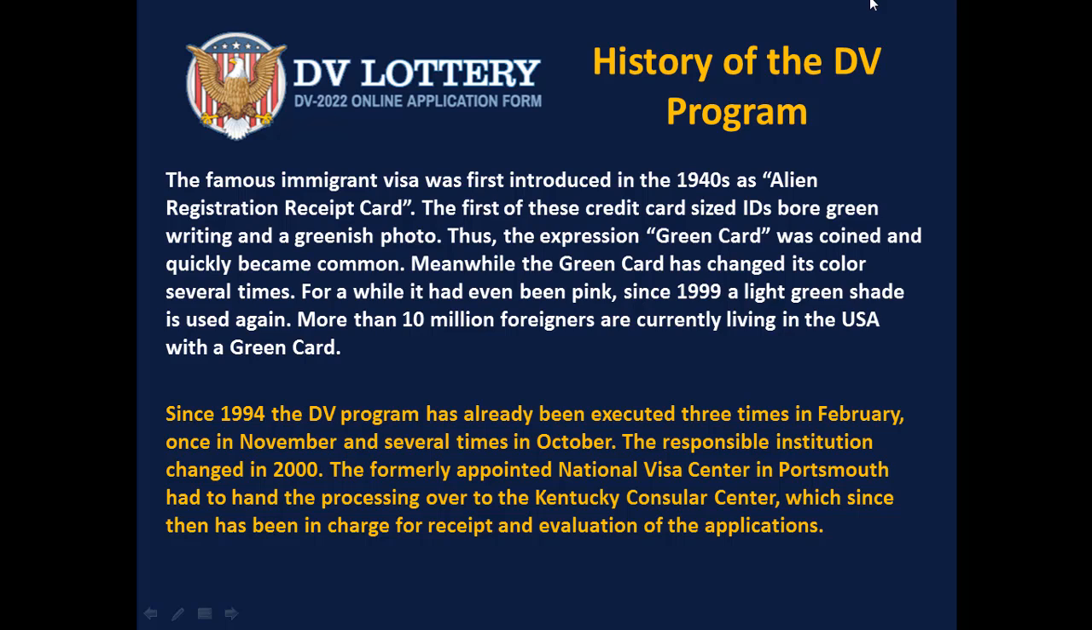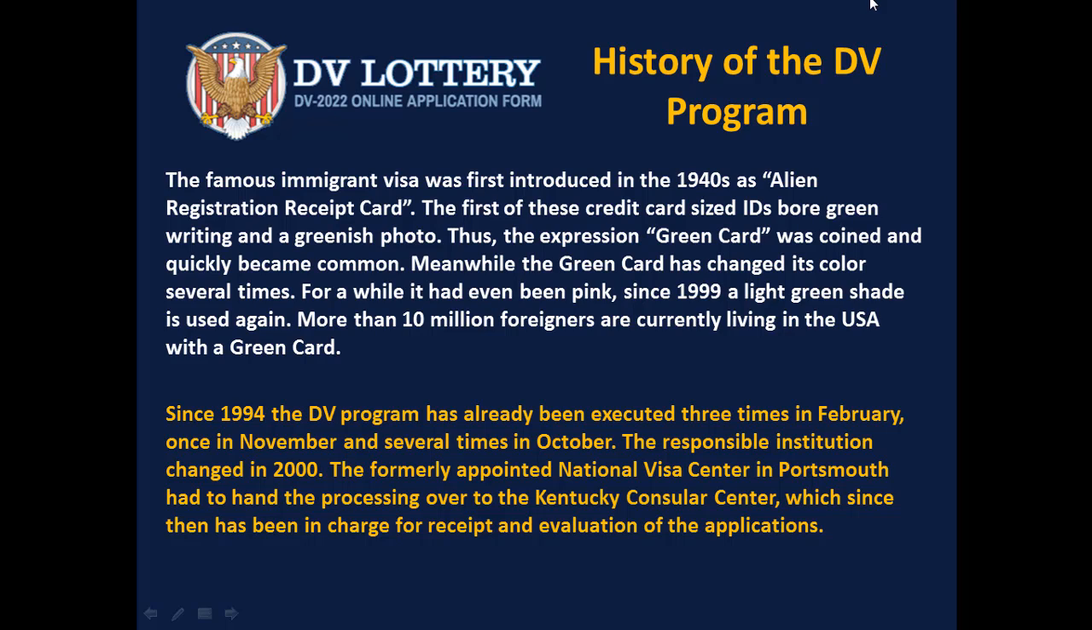First of all, we need to know the history of the DV program. The famous immigrant visa was first introduced in the 1940s as the alien registration receipt card. The first of these credit card size IDs bore green writing in a greenish hue. Thus the expression green card was coined and quickly became common. Meanwhile, the green card has changed its color several times. For a while it had even been pink. Since 1999, a light green shade is used again.